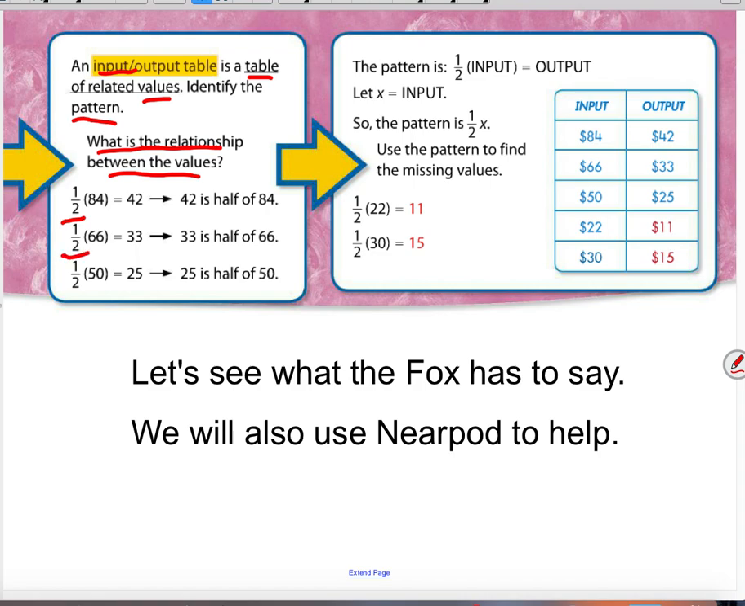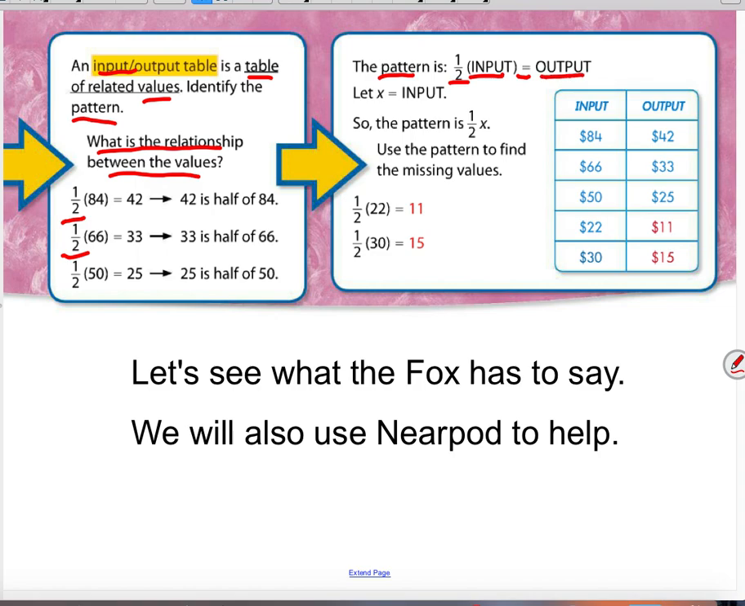1/2 of 66 is 33. 1/2 of 55, or 1/2 times 55, is 25. Alright? So that's how we come up with our pattern. So the pattern is 1/2 of the input equals the output.